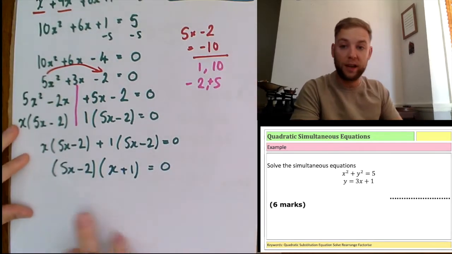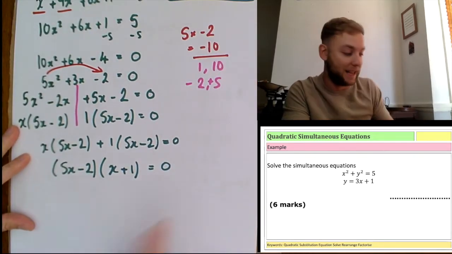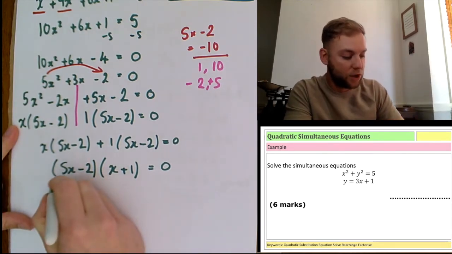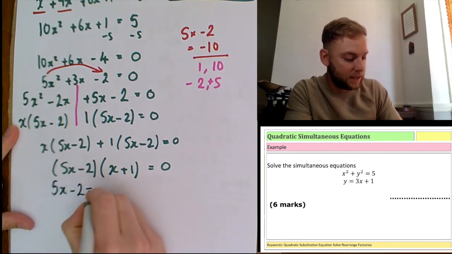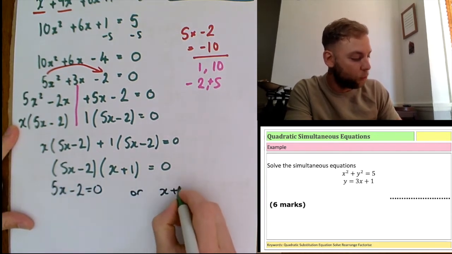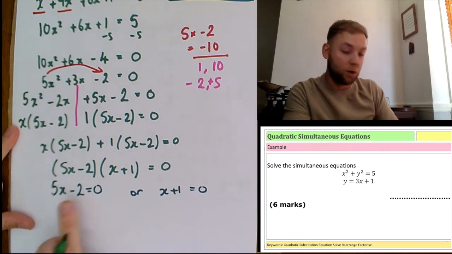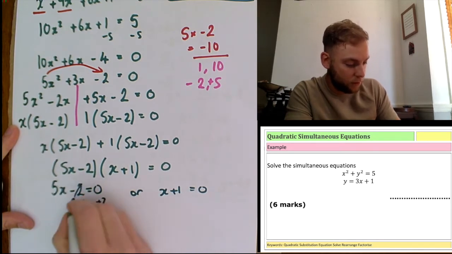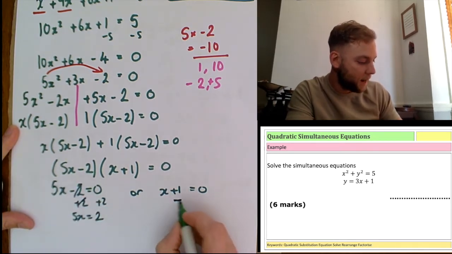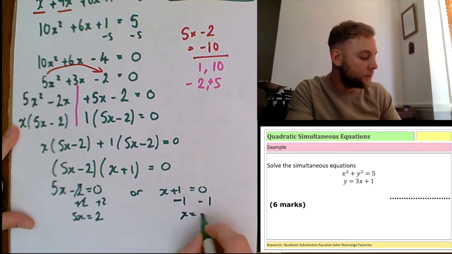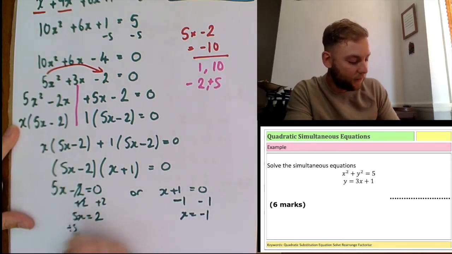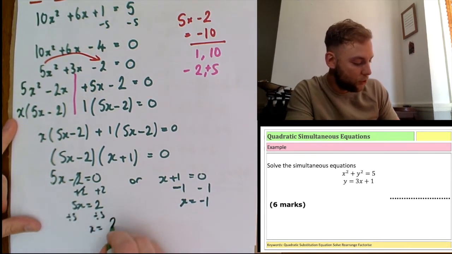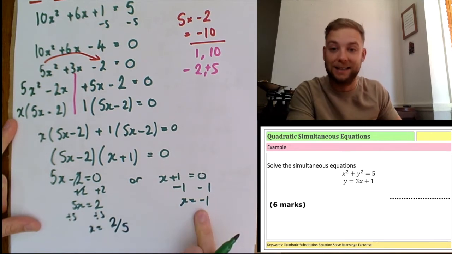Well, I've got 2 things which multiply together to make 0. So I know either my first one must be equal to 0 or my second one must be equal to 0. So either 5x minus 2 is equal to 0 or x plus 1 is equal to 0. So let's solve this one first. Add 2, add 2. 5x is equal to 2. This one here, minus 1, x is equal to minus 1. And then divide by 5, divide by 5. So here, x is equal to 2 over 5. And here, x is equal to minus 1.